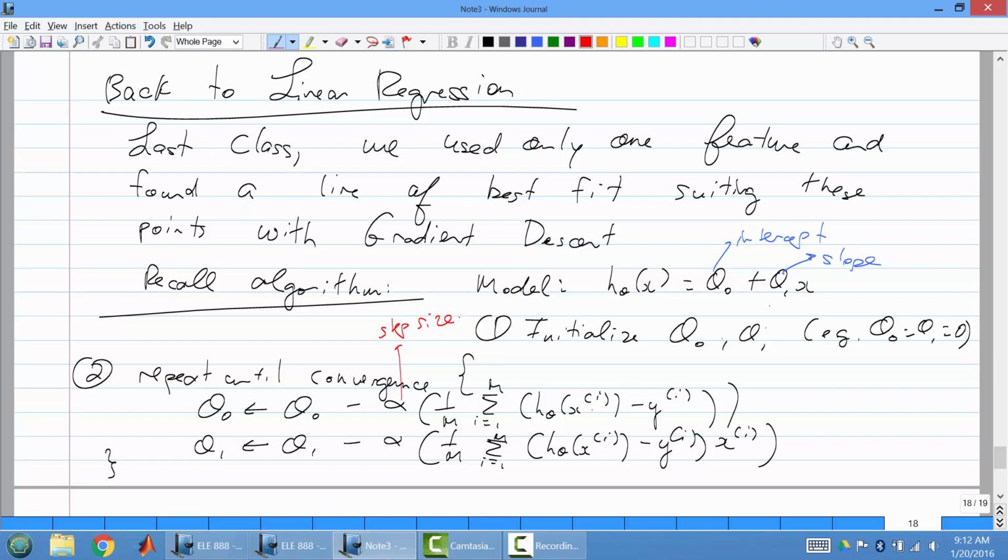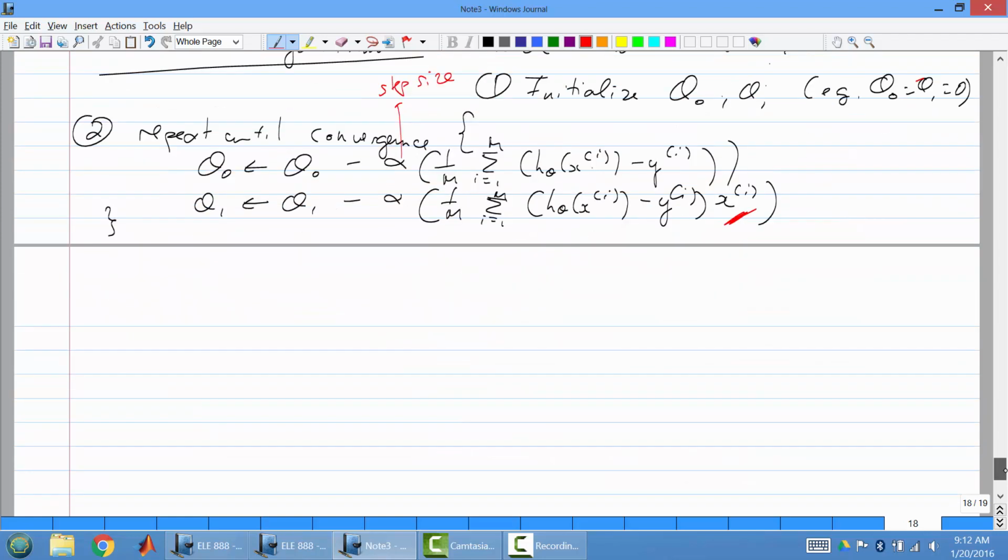And then here, all you're doing is applying the prediction model, taking the sum of differences between the expected outputs and the actual prediction values, and then averaging them all up. That would be for the intercept term, and for the slope term you're doing exactly the same thing, but you have a factor of x there as well. So this is just summarizing from last class. All right, let me just scroll down here so you can see that.